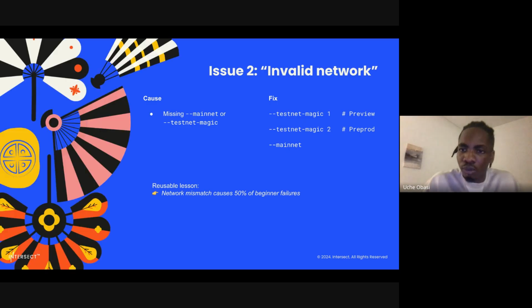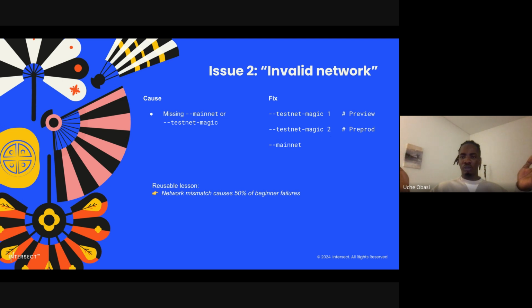The second issue you might experience as a developer is invalid network. Like I said, we have different networks on chain. We have the mainnet, we have the testnet. The testnet can be seen as pre-prod, all of those things.